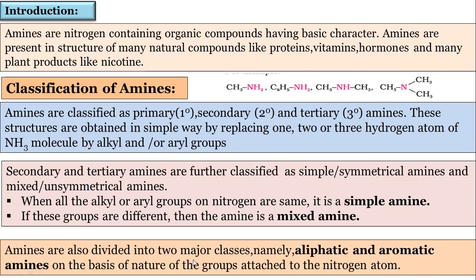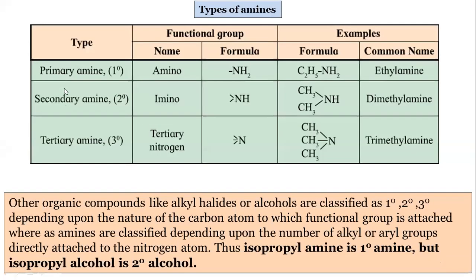Amines are also divided into two major classes, as I have just explained: aliphatic or aromatic amines. This depends upon the groups, meaning alkyl groups or aryl groups, which are attached to the nitrogen. See what the primary amine, secondary amine, and tertiary amine are in detail. In a primary amine, the NH2 group is attached. In a secondary amine, this is NH only because there are two R groups. And in the case of a tertiary amine, there is only nitrogen. All the hydrogens are replaced with alkyl groups.